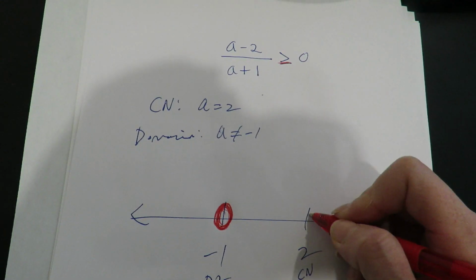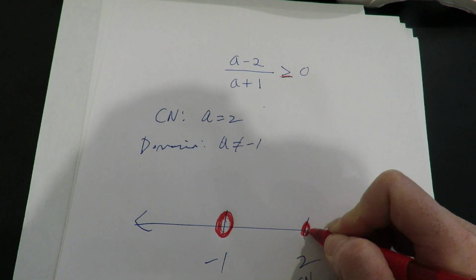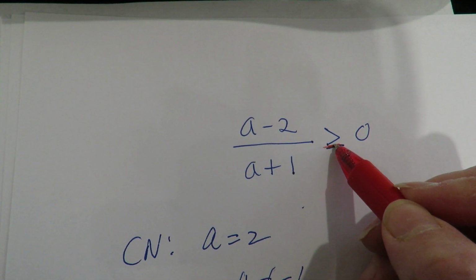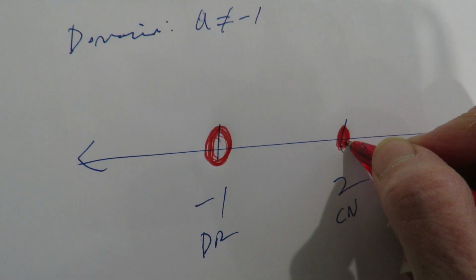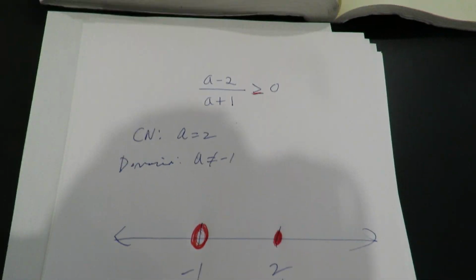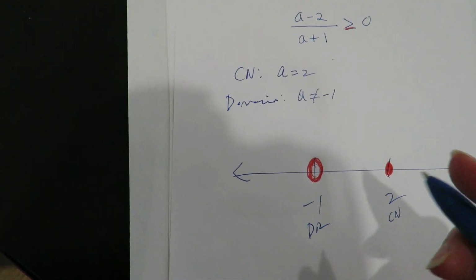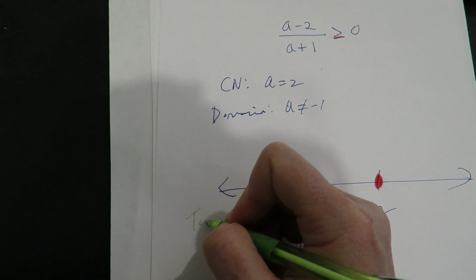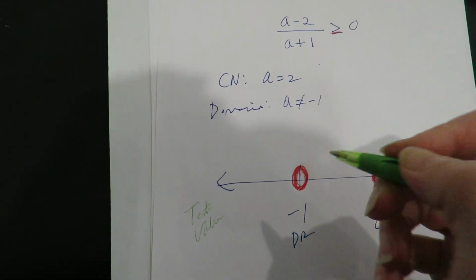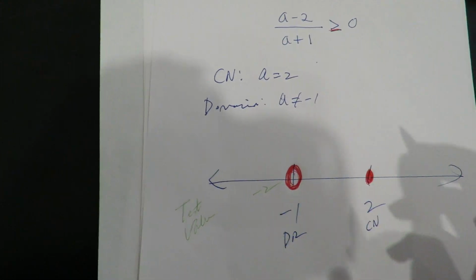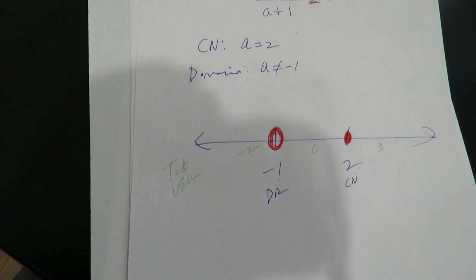Critical numbers will or will not be included depending on whether you have the bar or not. This one has the bar, so it's included. If there was no bar, then this one would also be open. So it's the same rules as before for the critical numbers. And then everything else is the same. You find your test value. So it's just that first part that's a little bit different, but after that, it's the same ball game.